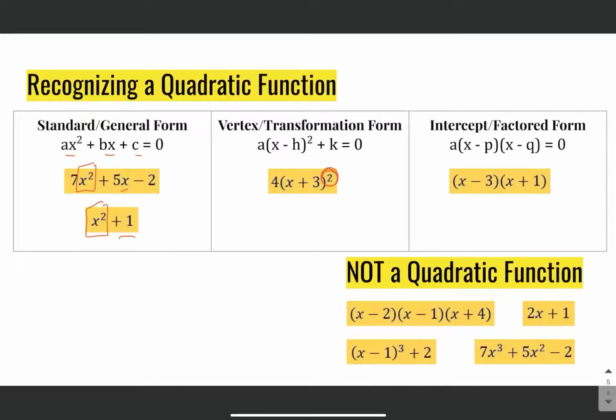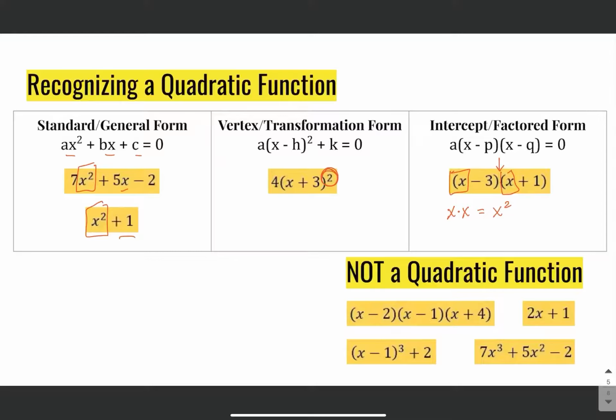Now, intercept form looks a little bit different because we've got 2 sets of parentheses. But notice I have an x and I have an x. And notice there's no sign in between my parentheses. So that means technically I'm multiplying x times x. Remember that x times x is x squared. So that's why this is still a quadratic, because x times x is x squared.